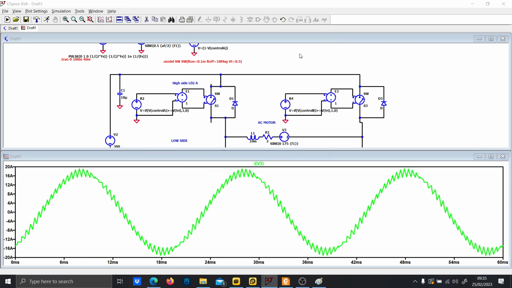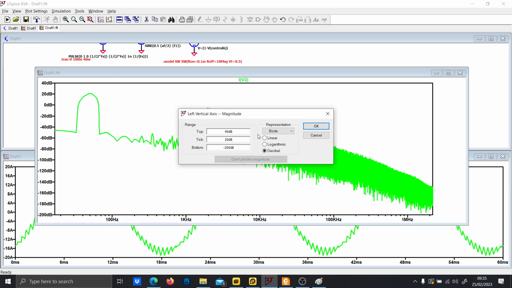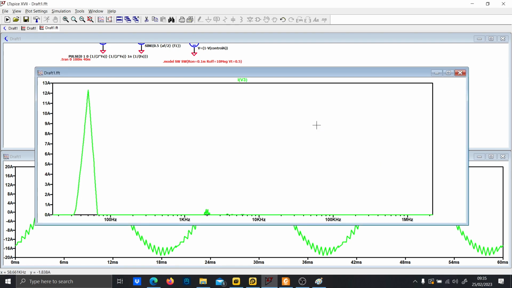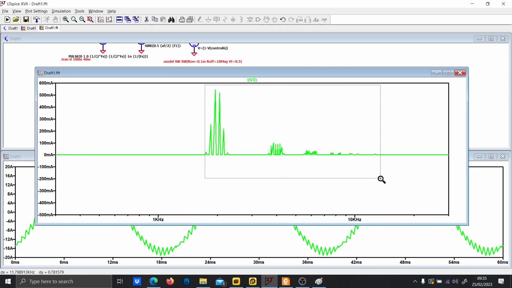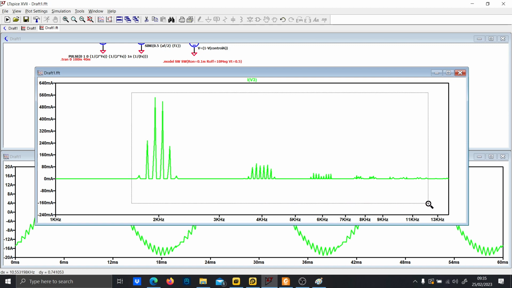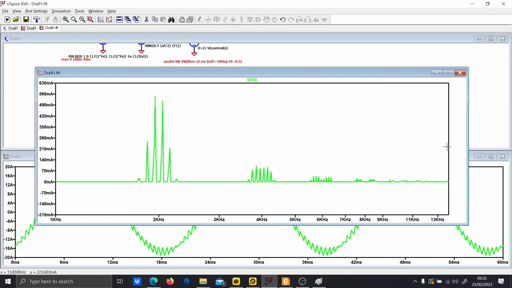Let's see again. Okay, now it makes more sense. As you can see, there is no offset, because I don't expect so much offset in a sine. And yes, there are the harmonics. So now what we want to do is to study those harmonics.